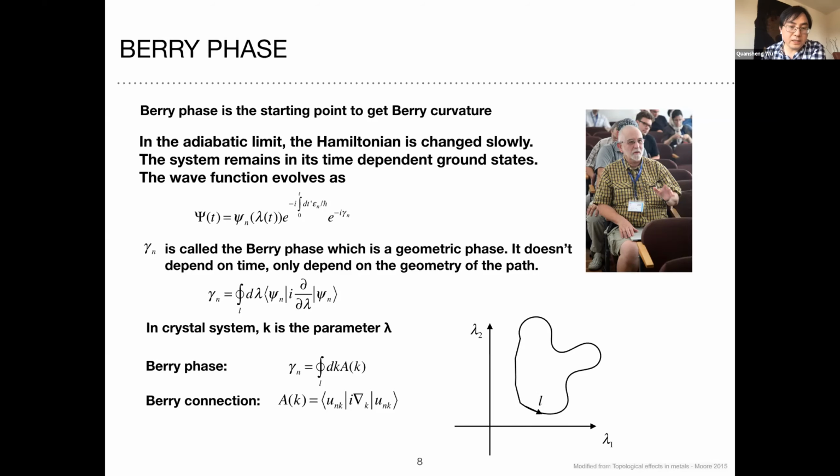So if you look at this part, you will see that it doesn't depend on the time. It means that no matter how fast or how slow it is, the phase for this closed path is the same. So in the crystal systems, k is the parameter lambda, and the Berry phase is defined like this. And here the periodic part of the wave function is the hero in the Berry connection.